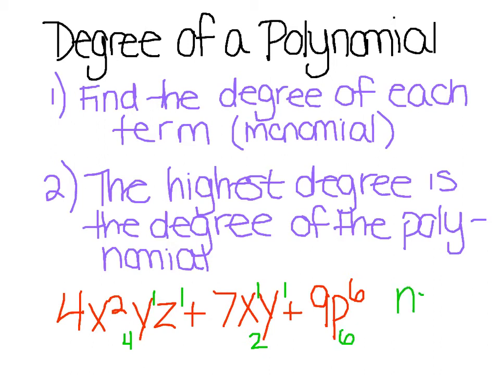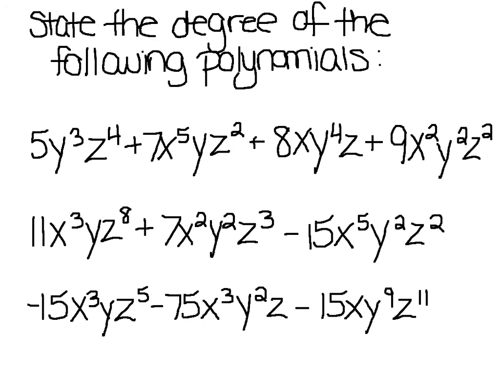Well, the degree of the polynomial is the largest or highest degree given, which is this 6. So our degree is 6. The biggest mistake students make is to add up all of the degrees. Remember, that only happens when you're finding the degree of a monomial. The highest degree is the degree of a polynomial. So pause the video and try to state the degree of each of the following polynomials.